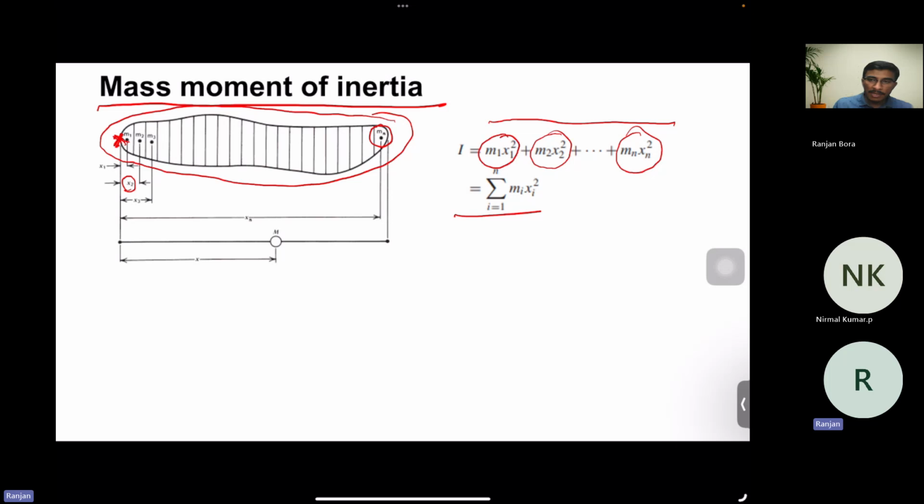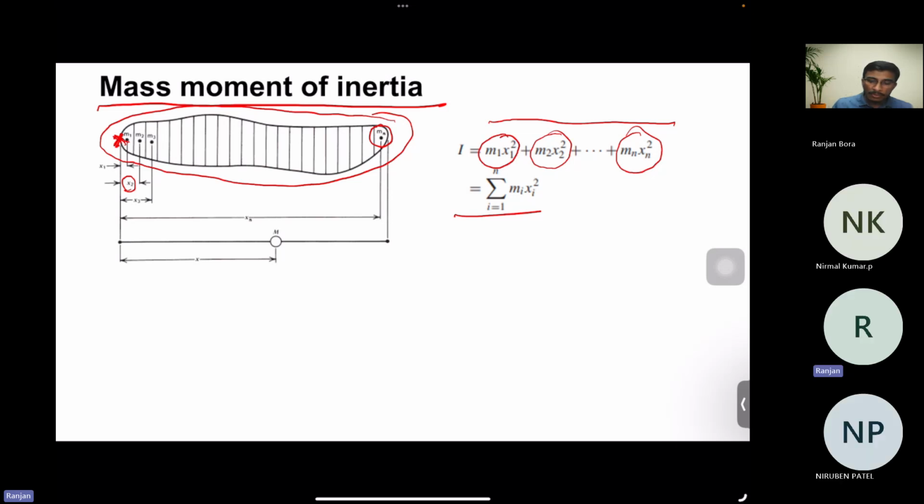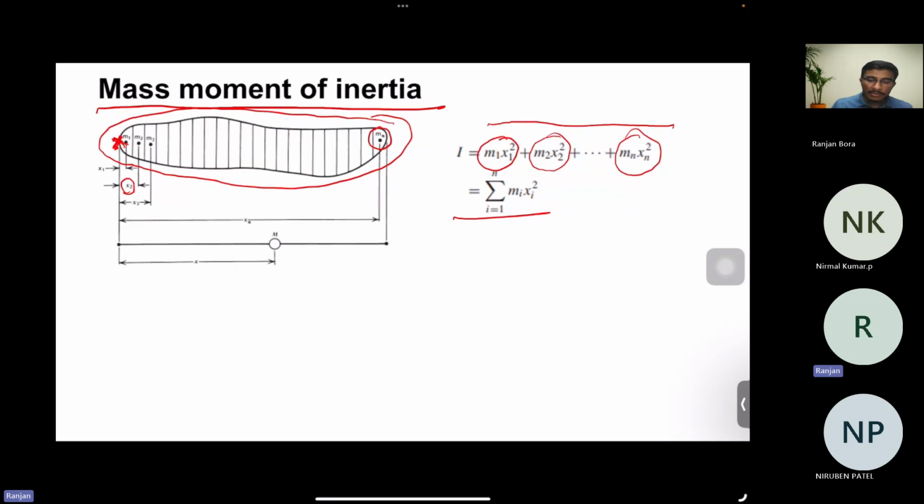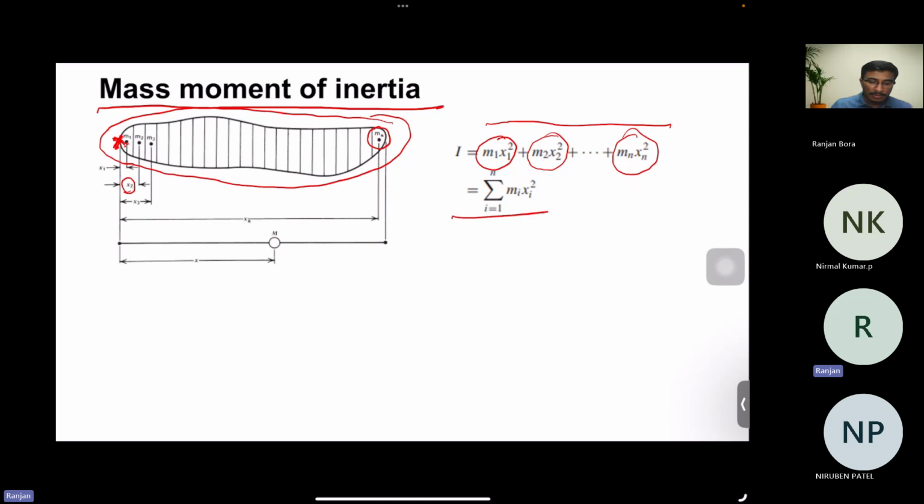The moment of inertia for the whole mass is the summation of i equals 1 to n of mi multiplied by xi square. So this is the formula to calculate the moment of inertia for a mass m. Now there is one theorem for calculation of the moment of inertia, which is called the parallel axis theorem.